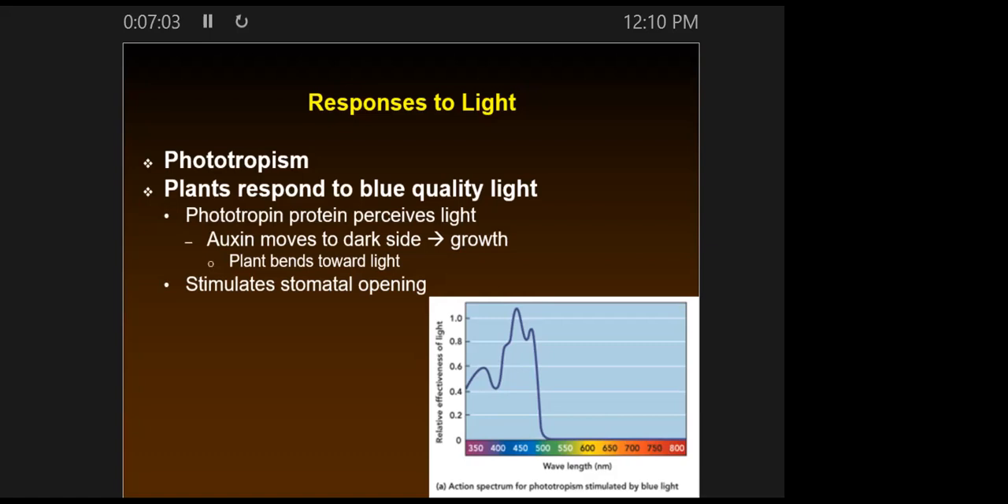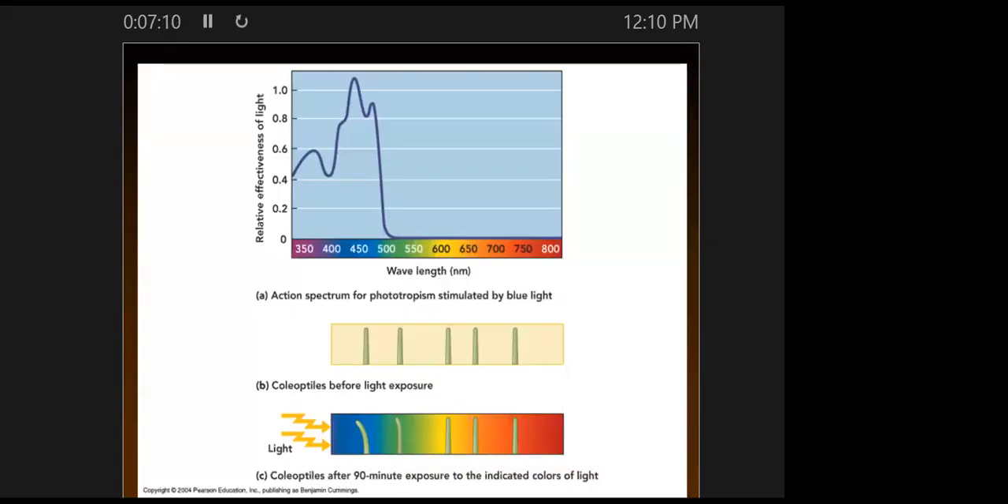So what they were doing, they're like, well, what quality of light? Is there a certain quality? What they did was they took the unidirectional light of different colors and shined it on a grass seedling. And what you're seeing is that it's only in the presence of blue light that you started to see this definite phototropism response. And so that's kind of what kicked it off. They're like, okay, it's something that's absorbing the blue quality. And then they went hunting for it and found the phototropin.